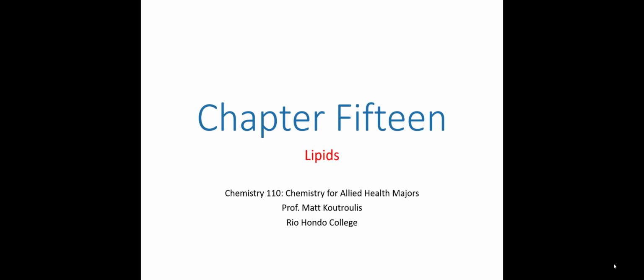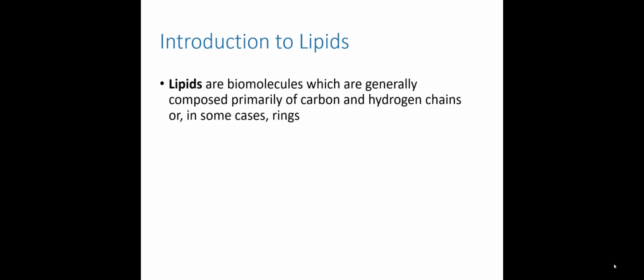This is the video lecture for Chapter 15 for our Chemistry 110 course on the subject of lipids. So first, let's just start off by defining and categorizing lipids. They are one of the major classes of biomolecules, along with carbohydrates and proteins and nucleic acids, and they are unique among those groups in that they are mostly made up of carbon and hydrogen. In other words, they are mostly hydrocarbon in structure. And in some cases, these molecules might have rings, as we'll see with steroids.